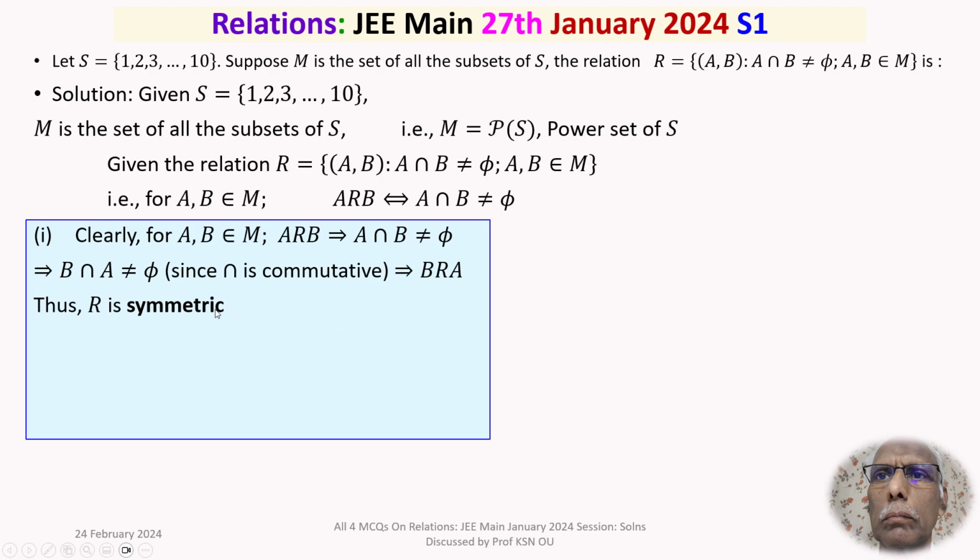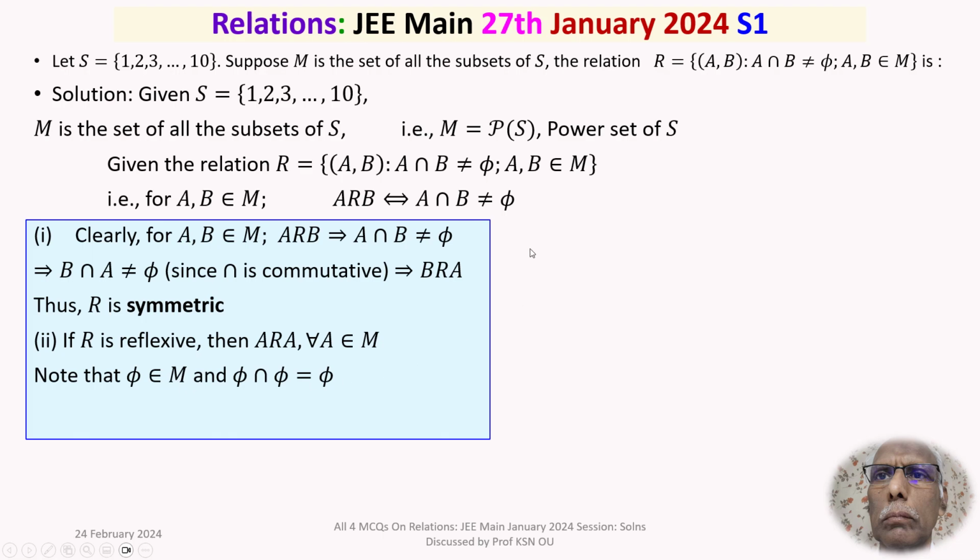Okay. Now we talk about the reflexivity. How do we judge reflexivity? If R is reflexive, then A is related to A for all A belonging to M. That means every A belonging to M is related to itself. Then it is said to be reflexive. Now, is R reflexive? Here we see phi belongs to M. Why? M is the power set of S. Power set of S means it contains all subsets of S. So the empty set is also a subset of S. Therefore, the empty set phi belongs to M.